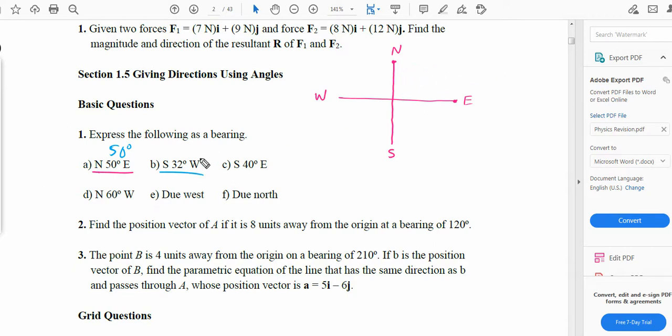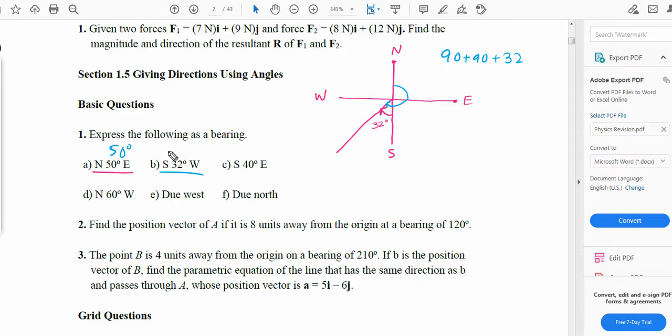You just have to go to the south, then you have to move towards west by 32°. So this is south, and now we have to move towards west by 32°. If we move 32° towards west, that will be somewhere here. So this is 32°. Now we have to measure the bearing. In order to measure the bearing, we'll start off from the north and we'll move in the clockwise direction. This is 90°, another 90°, another 32°. So the bearing will become 90 plus 90 plus 32.